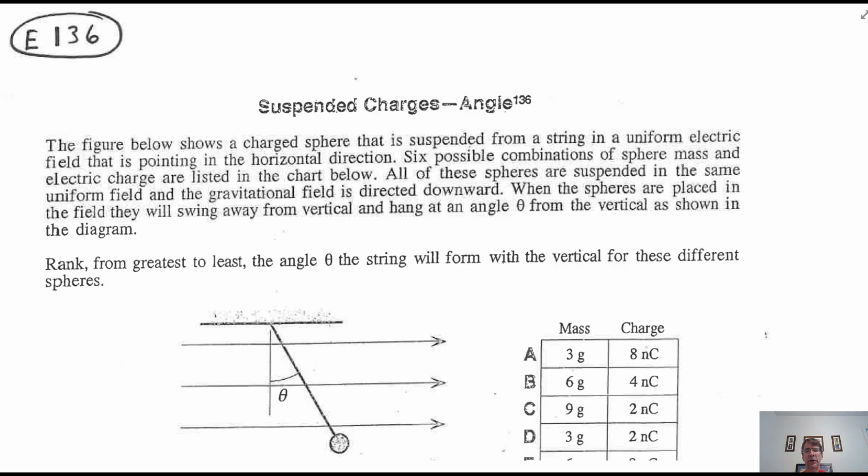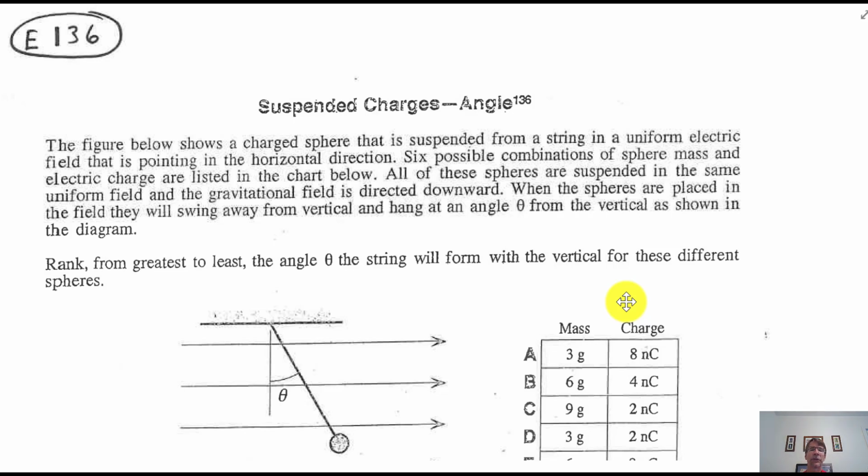You have a charge on a string, and it's making an angle theta. You'll need to rank these by the size of this angle here. There's an electric field depicted by these arrows to the right, and it's saying it's a positive charge. Well, it's listed as positive charges unless it says negative. They're positive. And it tells you the mass of the charge.